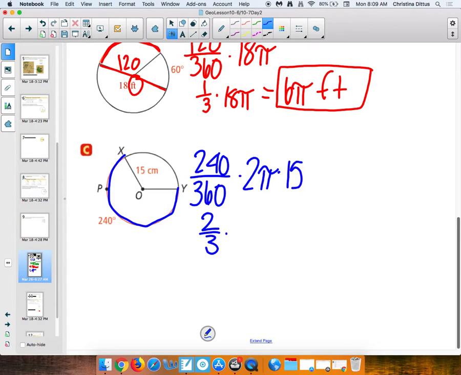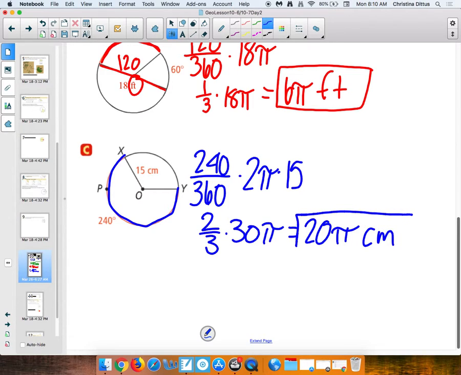What's 2 times 15? 30. So 2/3 of 30 pi. What's 2 times 30? 60. What's 60 divided by 3? 20. So I have 20 pi. Label it. Good. Okay. Questions there? Okay. Cross off this.